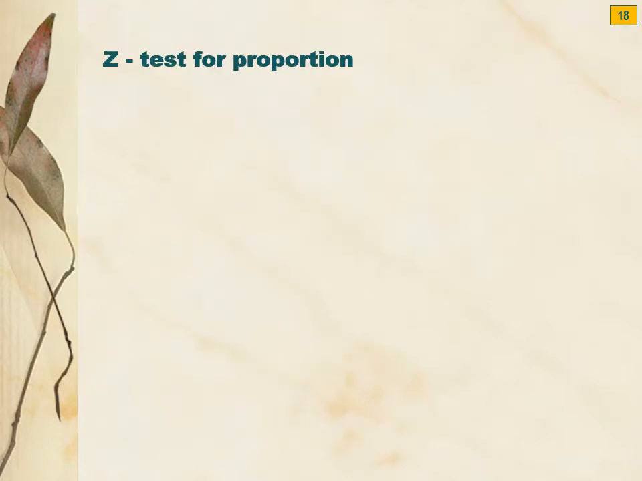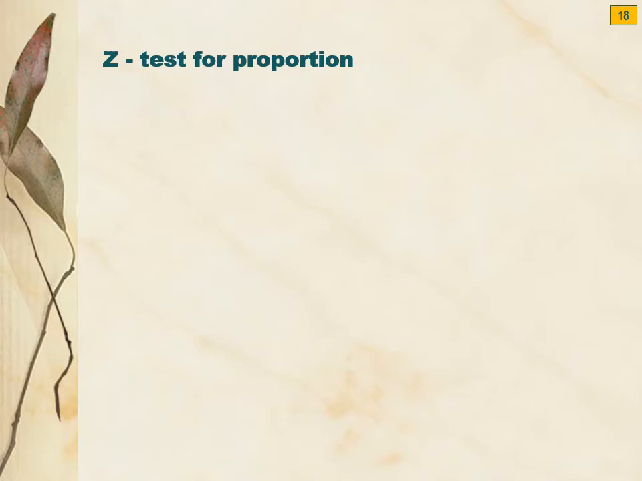Slide number 18. Z test for proportion. Please recall when we were discussing the normal distribution. After the normal distribution, we explained the standard normal distribution. And it was also explained to you that whenever Z is mentioned anywhere in statistics, it means the standard normal variable. A standard normal variable follows a normal distribution with mean equal to 0 and variance equal to 1. Variance 1 means SD 1.